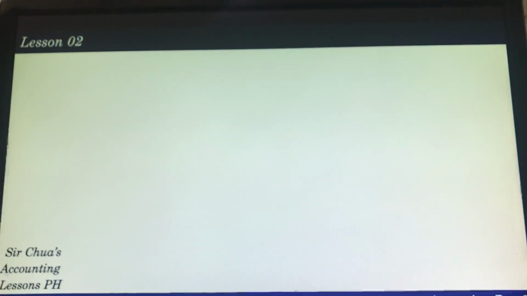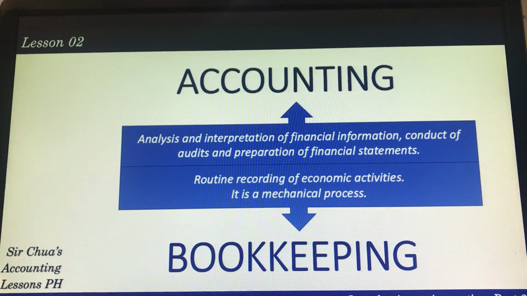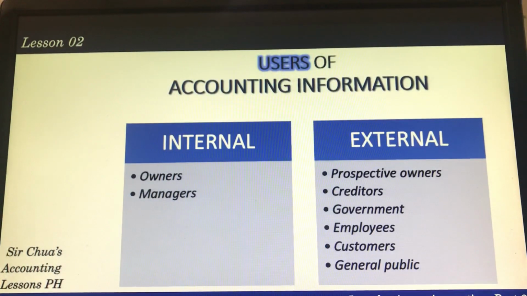And also last time we have discussed the difference between accounting and bookkeeping. Remember that bookkeeping is only a process inside the whole accounting process. Bookkeeping is just the recording side of the whole accounting process. Also, we have discussed the different users of accounting information. The financial statements generated by accounting can be used by the internal users of accounting information, and it can also be used by the external users of accounting information.